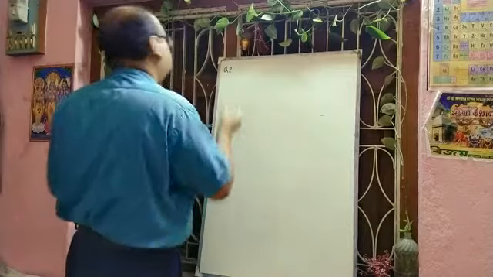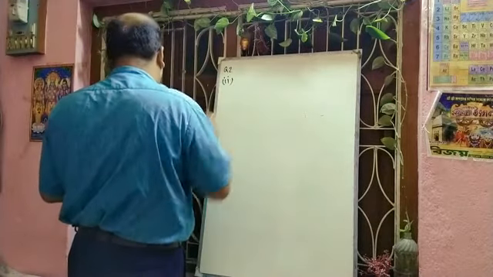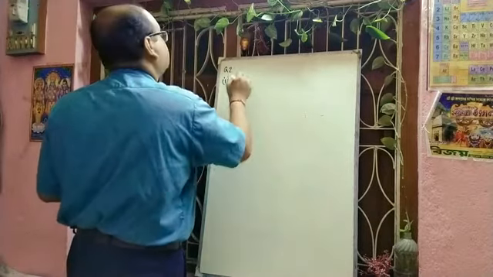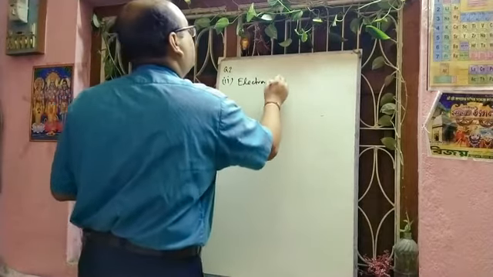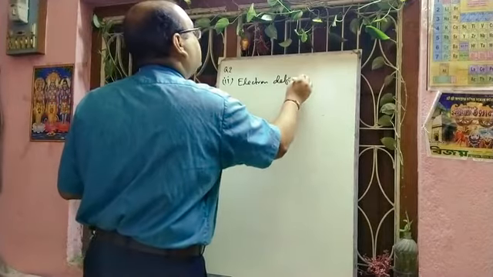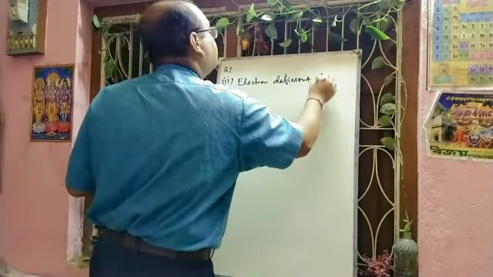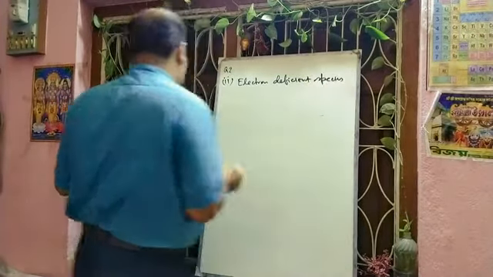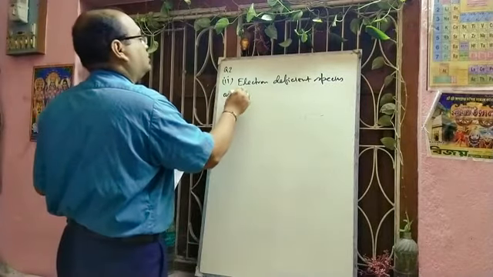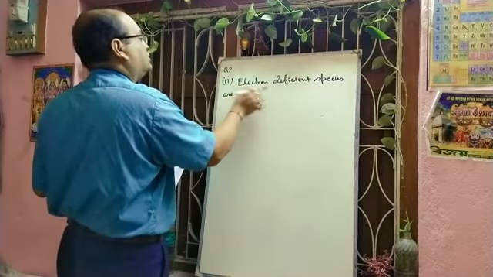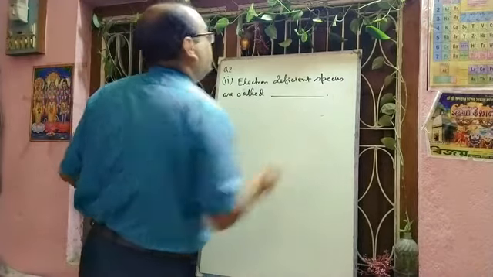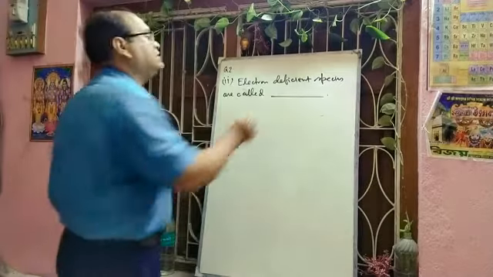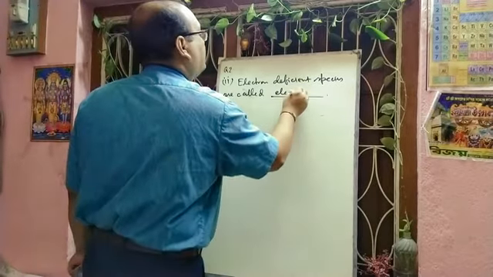Next fill in the blanks, question 2. Electron deficient species are called dash. Definitely it will be electrophiles.